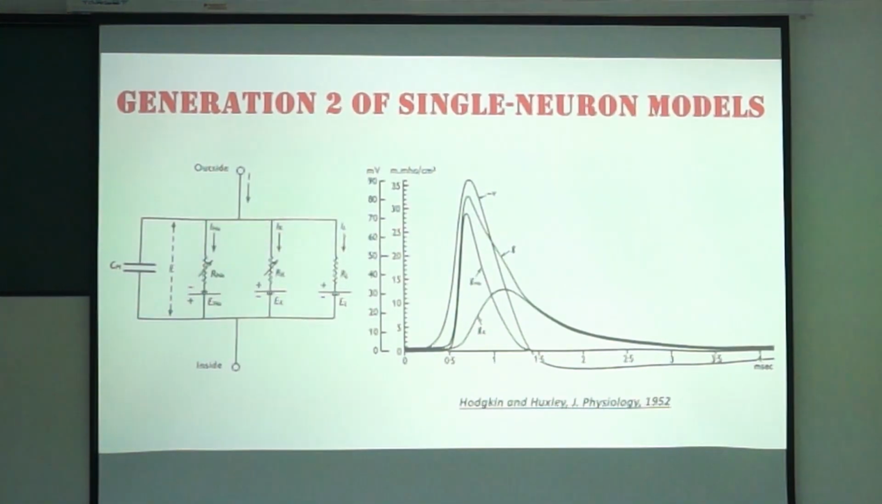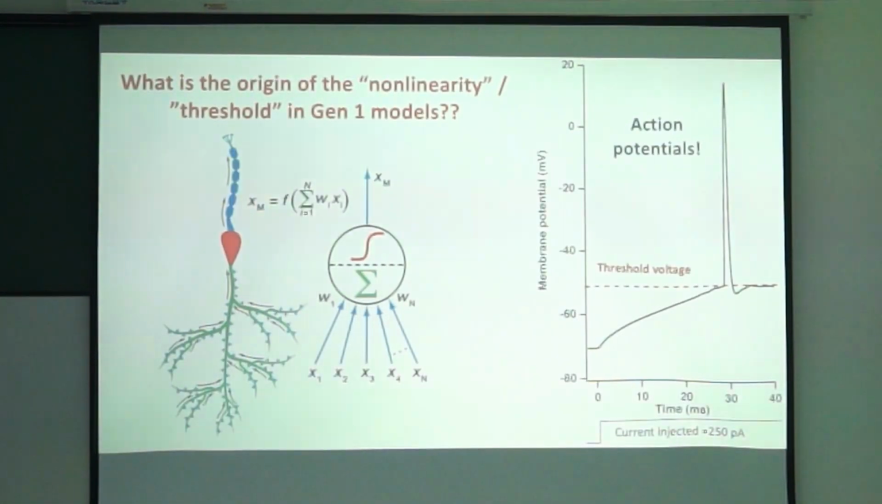The second generation started in the 1950s. The question that was asked in this generation was where exactly that nonlinearity is coming from. In all the integrate-and-fire models, the threshold was artificially imposed, whereby you say that if it reaches beyond this threshold point, you elicit an action potential. But the question is, where is the origin of this? What exactly is giving you that threshold?